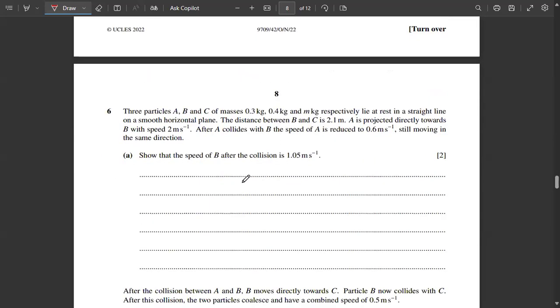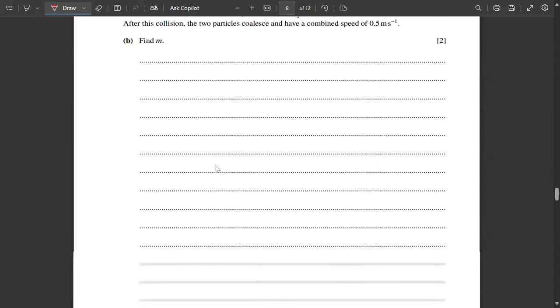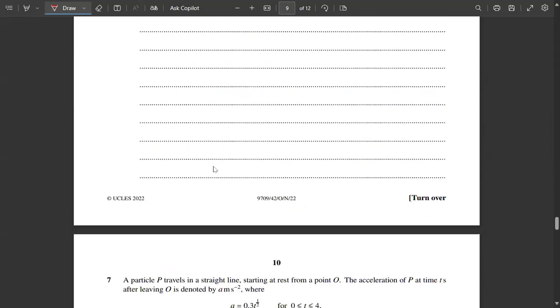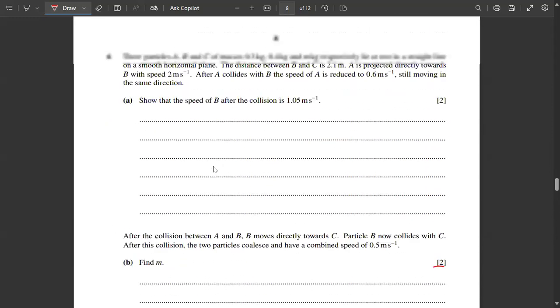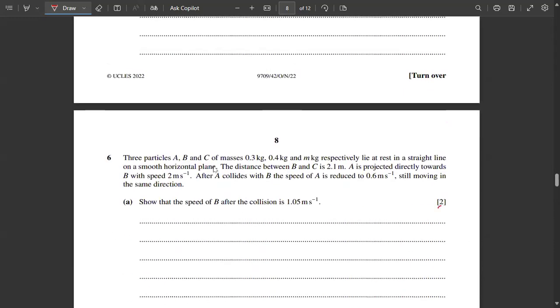Yeah, let's start. This is a pretty lengthy question, 5 marks to 7, 7 plus 2, a 9 mark question. I guess it is about collisions, momentum. Three particles A, B, C, with masses 0.3, 0.4, and m, lie in a straight line on a horizontal plane. The distance BC is given.